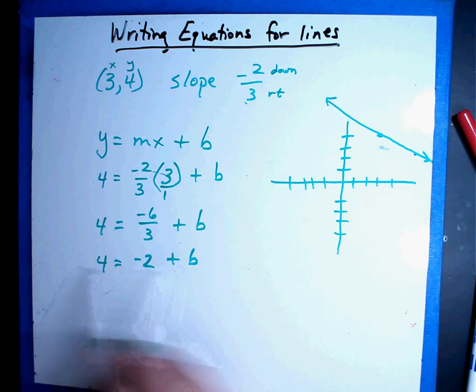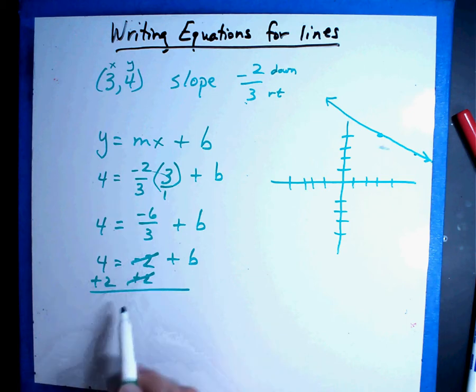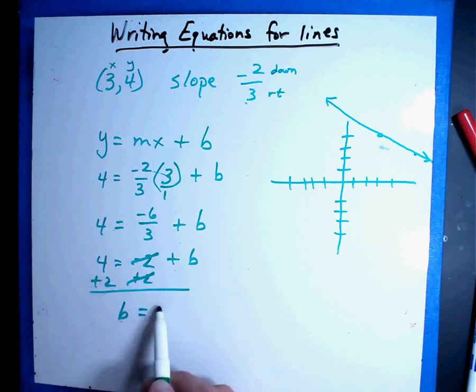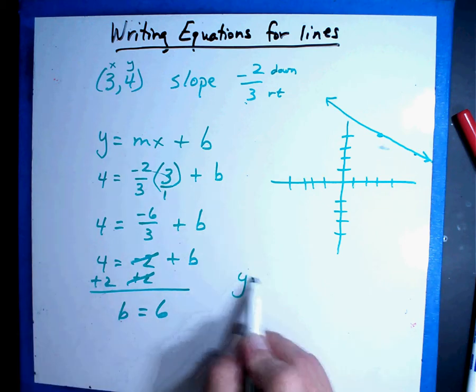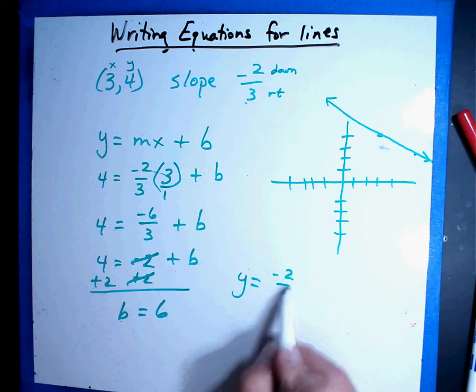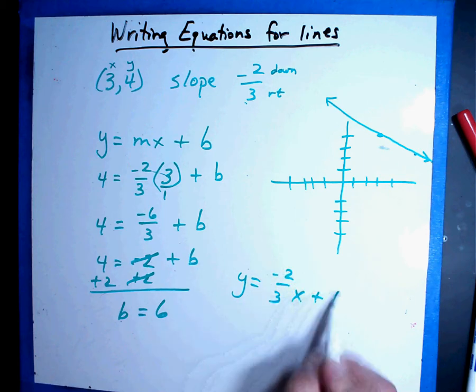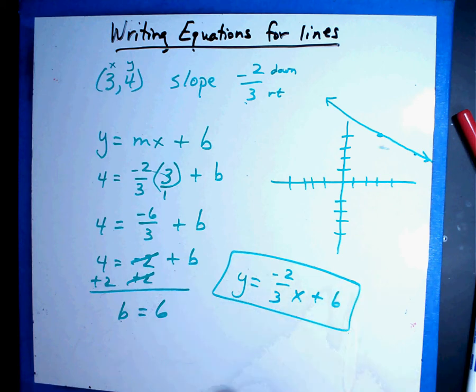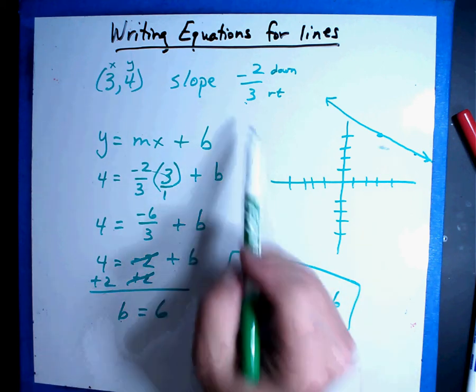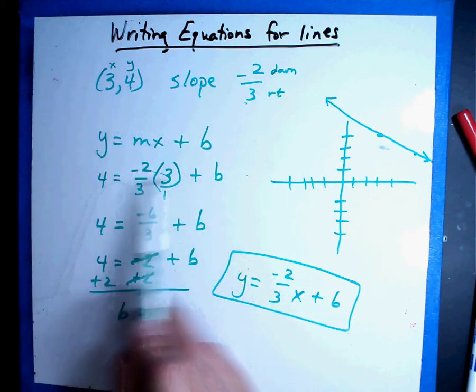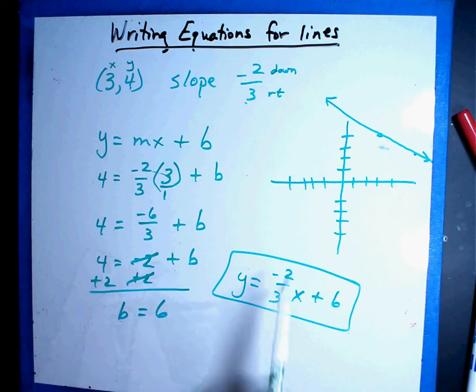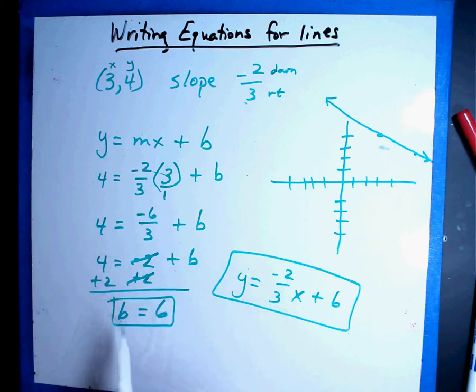Well, I've got to separate the numbers, so I'm going to add 2 to move that over there. So b equals 6. 4 plus 2 is 6. So y equals negative 2/3 x plus 6. I just found the equation. How did I do that? One more time. They gave me the slope, so I plug it in for m. They gave me an x and a y, so I put them in there. Did a little bit of algebra work with the numbers like we've been doing. And I got b equals 6, so I just put the 6 in for the b, and I got it.